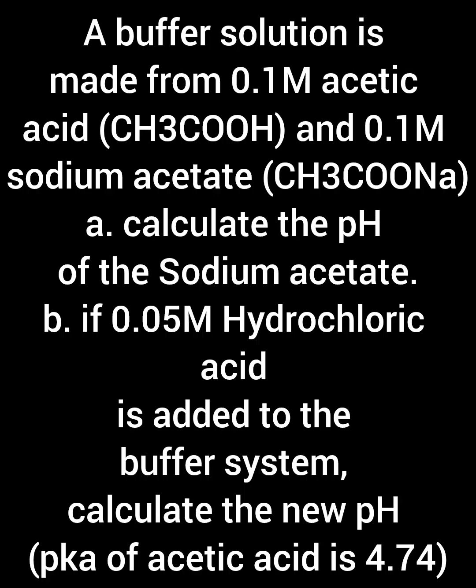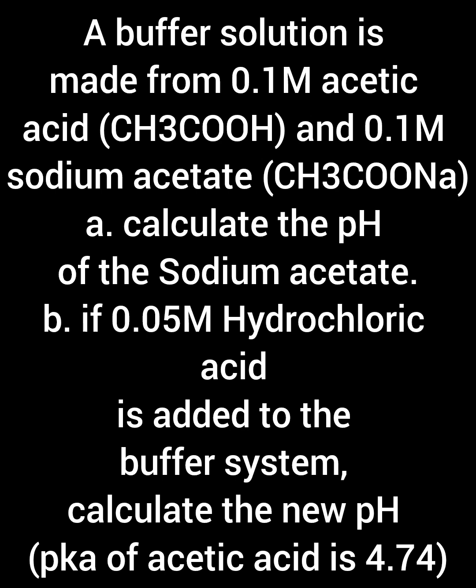Here is an interesting question on buffer solution. It says a buffer solution is made from 0.1 molar acetic acid and 0.1 molar sodium acetate. A. Calculate the pH of the buffer. B. If 0.05 molar hydrochloric acid is added to the buffer system, calculate the new pH. Given is the pKa of acetic acid, which is 4.74.